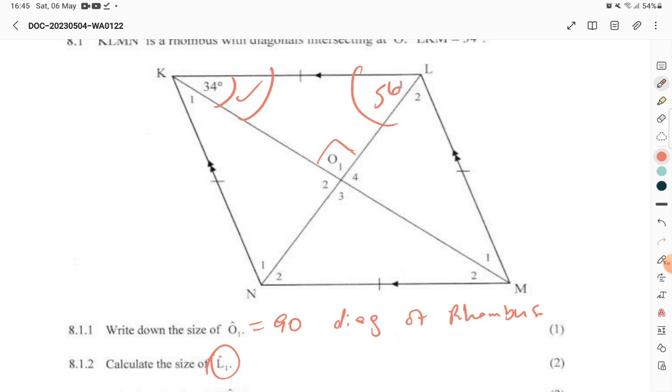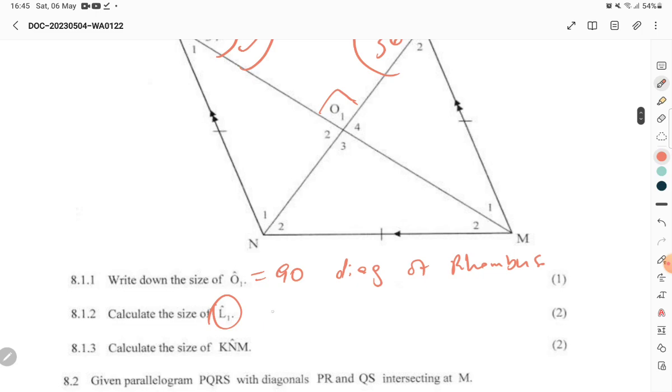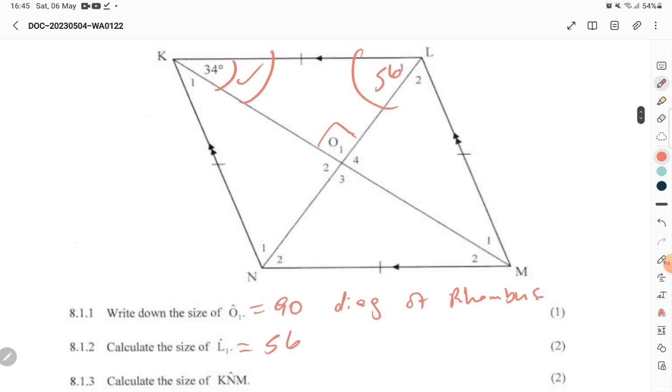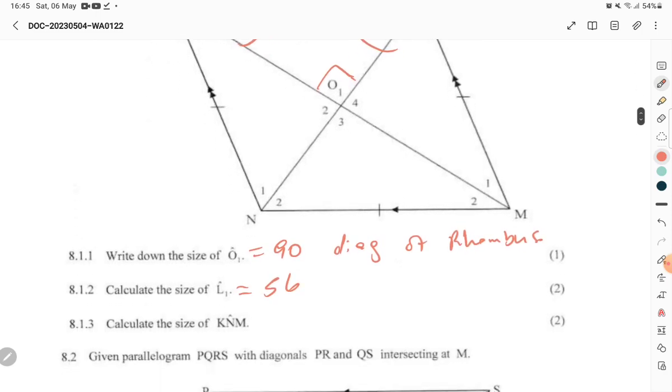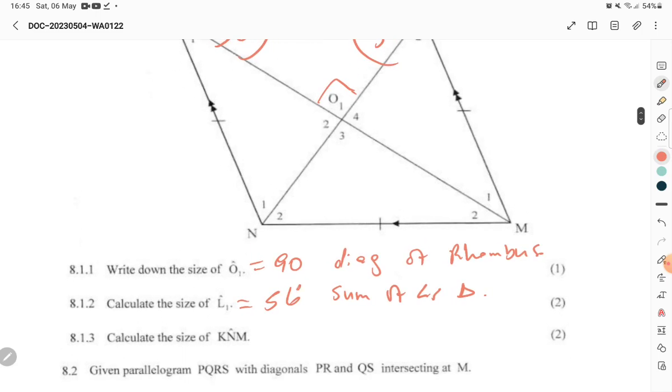Now we can tell that L1 is equal to 56 degrees. The reason is the sum of angles in a triangle. So we have that. This is 56 degrees.